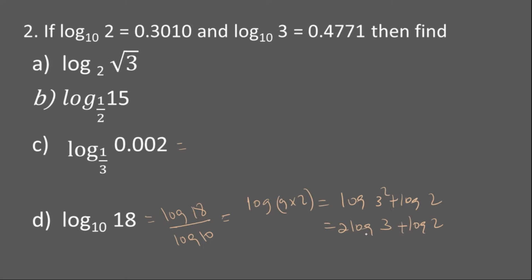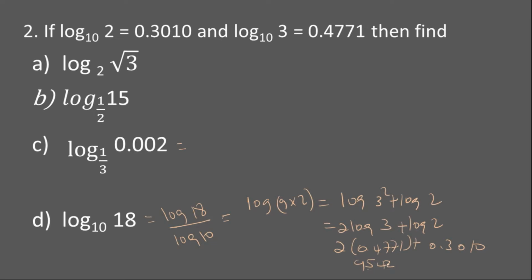Twice the logarithm of 3 means twice 0.4771, plus 0.3010. When we multiply 0.4771 by 2, it becomes 0.9542.